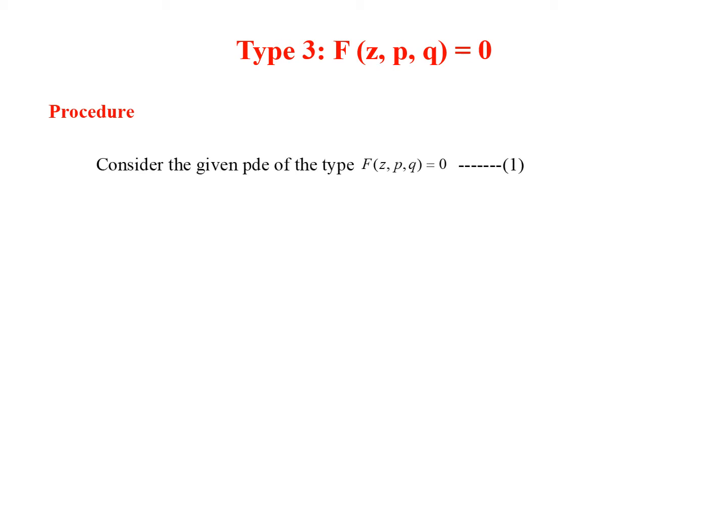Consider the given equation as 1, and now let us introduce a new variable u which is x plus ay, and consider z as a function of u. Let us now find the partial derivatives of u with respect to x and y. From u equal to x plus ay, we get dou u by dou x is 1 and dou u by dou y equal to a.